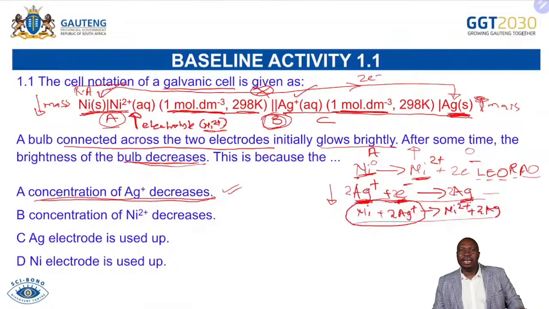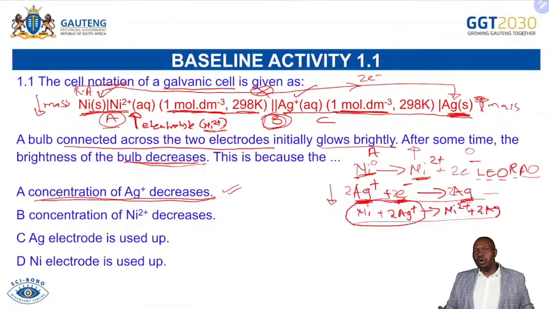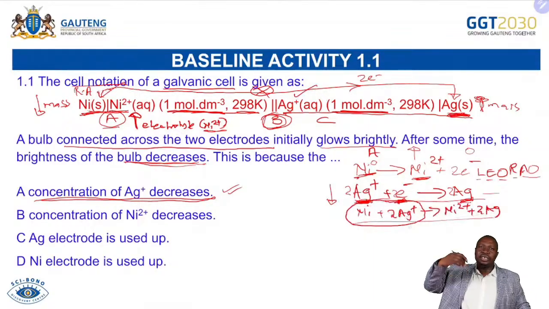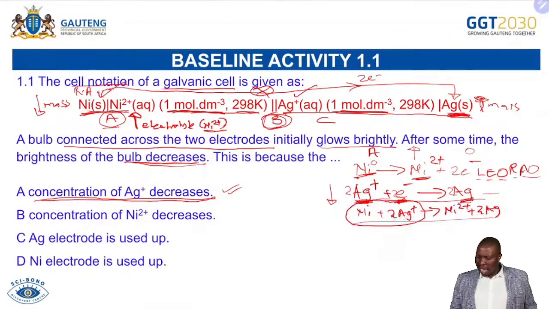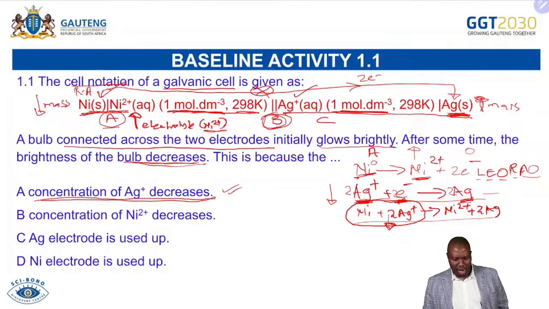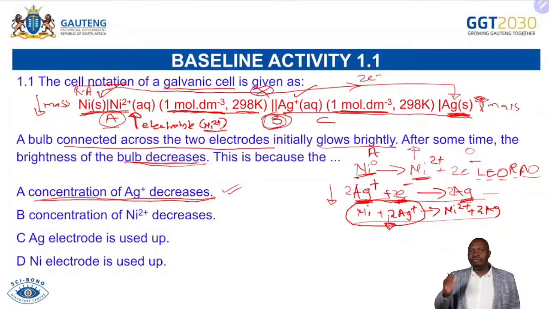And because you have done rates of reactions, you know that when we decrease the concentration of the reactants, we decrease the rate of reaction. Definitely. Hence, we are saying as the concentration of Ag+ decreases, the EMF will decrease as well. And then as we increase the concentration of Ag+, the EMF will increase as well. I hope this will help you even when we deal with other different questions.